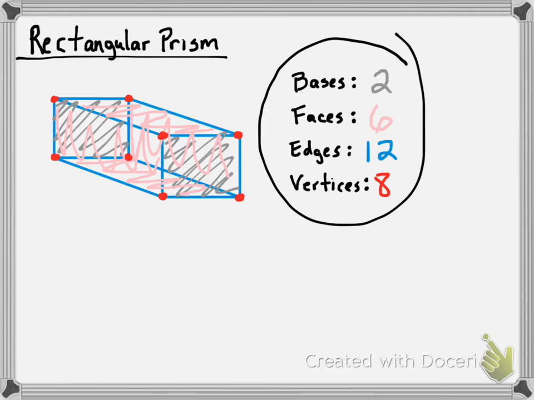Okay, so this is how many bases, faces, edges, and vertices. And once you know this for one rectangular prism, you know it for all, because all rectangular prisms have the same amount of bases, faces, edges, and vertices. Okay, so you could either memorize it, or if you understand how to do it, it doesn't take you that long to count each time. Either way is fine, but you will have to be able to identify the number of each of these for a rectangular prism.